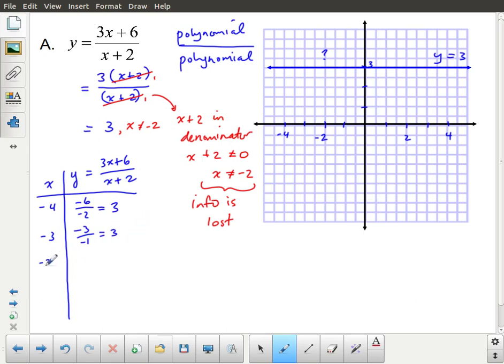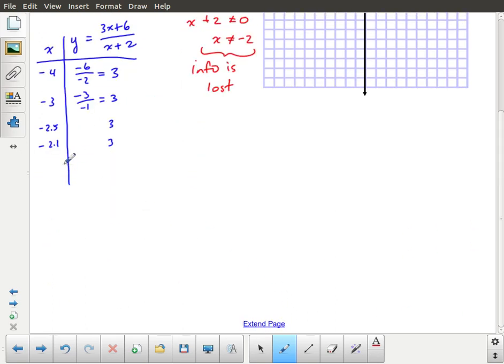If I did negative 2.5, I would end up with 3. If I did negative 2.1, I would end up with 3. No matter what value I put in here, I'm going to get an answer of 3 until I try to do negative 2 itself. 3 times negative 2 is negative 6, plus 6 is 0, over negative 2 plus 2 is 0. 0 divided by 0 is undefined. And then I carry on.